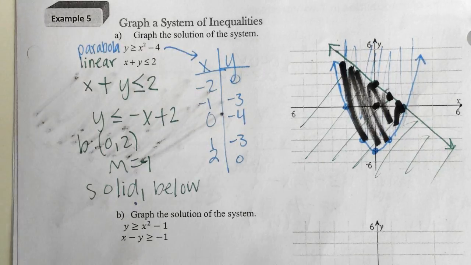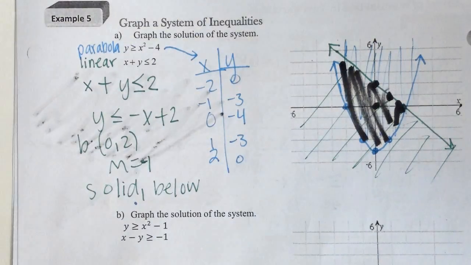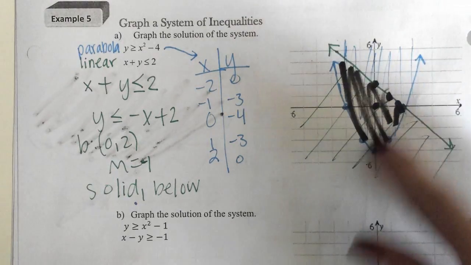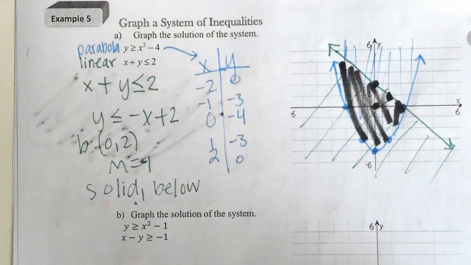Alright, I want you to try B on your own. It's just like the one we just did, just different numbers. What happens if it's less than? Oh, the parabola? You shade the outside. Yes.